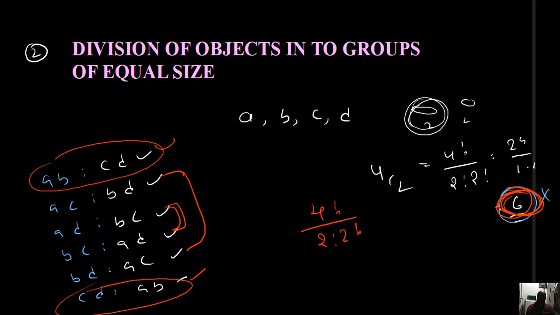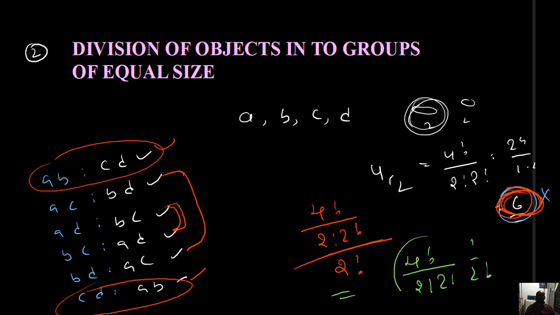Okay, what should we do? Divide by something. Since these two groups can be arranged in 2 factorial ways, I can say divide by 2 factorial. This is the correct answer. Listen students, I will write the answer first and explain again. The final answer is 4 factorial by 2 factorial into 2 factorial into 1 by 2 factorial. This is the answer. So 6 by 2, that is 3. The actual answer was 3 only.